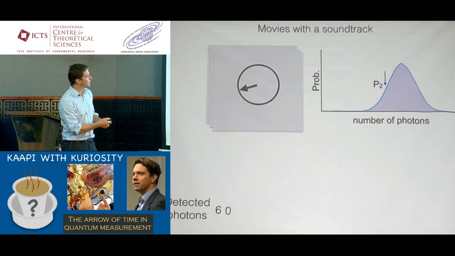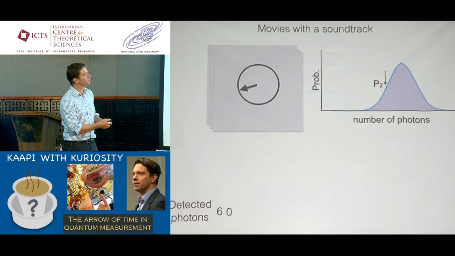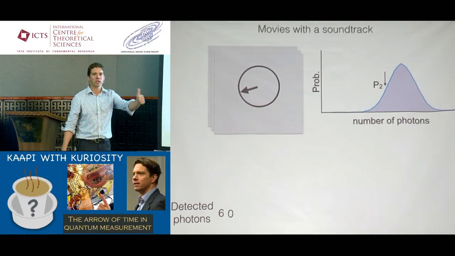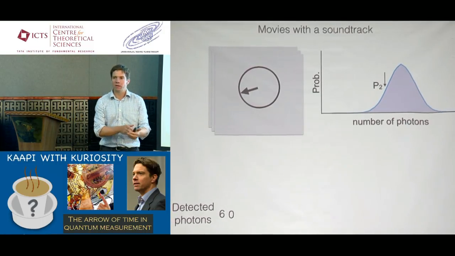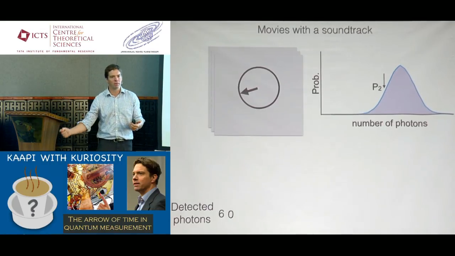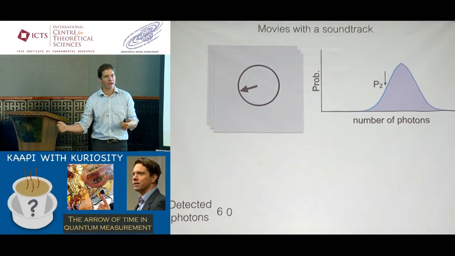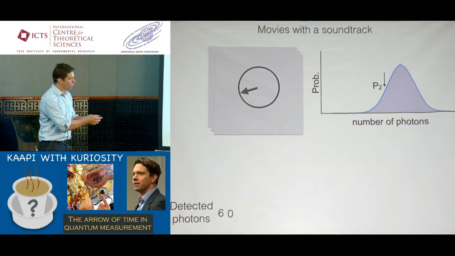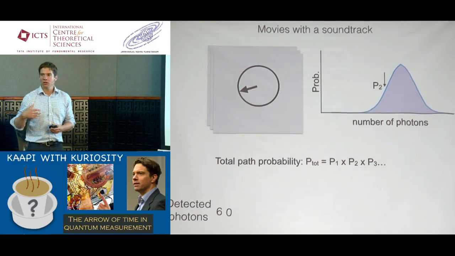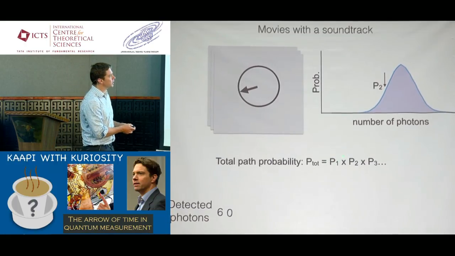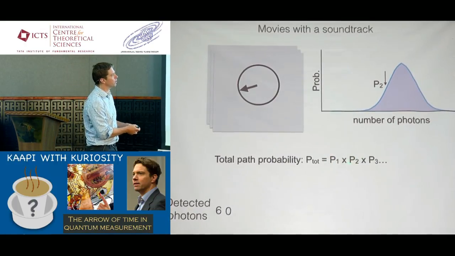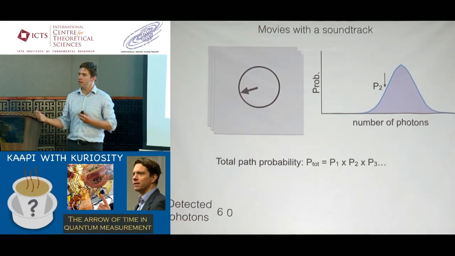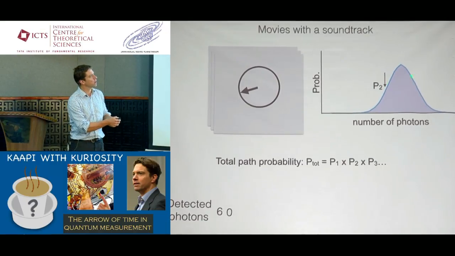Now if I go back and I detect zero photons, that happens with a different probability. So the first point I want to make is, what is the probability of getting 10 heads in a row? You just multiply the probabilities together, a half times a half, 10 times. Here, if we want to know the probability of a certain trajectory, we just multiply these probabilities: the probability of the first detection, the second one, the third one. But those depend on the state because that causes this histogram to move around.